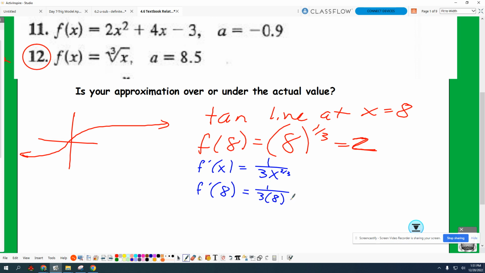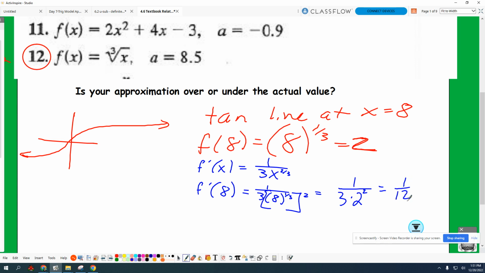Eight to the 2/3. Can I split apart that exponent? Yes, I can. Is it easier to do the squared and then the 1/3, or is it better to do the 1/3 and then the squared? Make the number smaller first, do the 1/3, and then square it. So 8 to the 1/3 is 2. Squared, that's 4. Then what does this come out to be? 1 over 12.